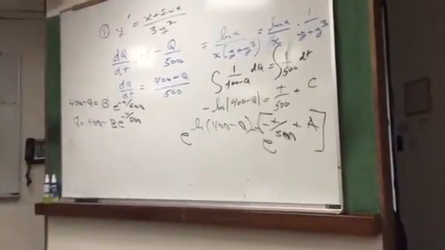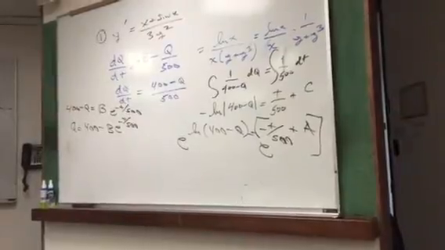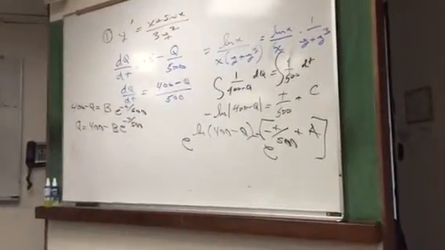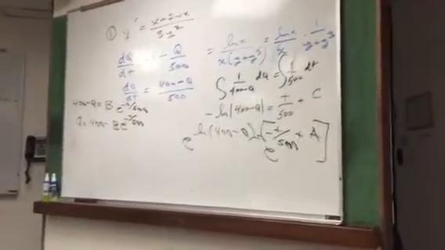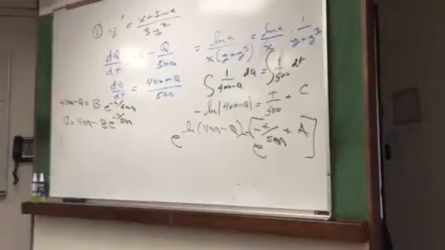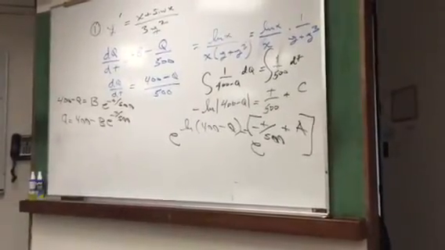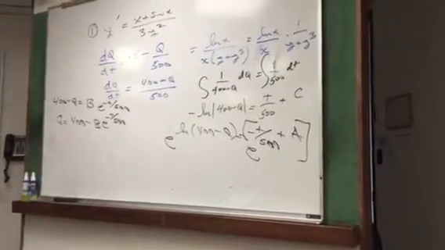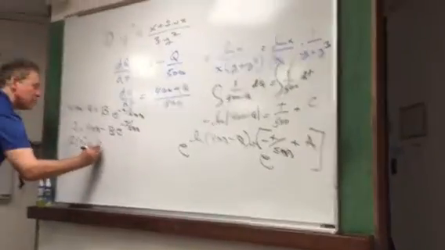Now, can we figure out what B is? Here's where the initial condition comes in. What do we know about the start of this thing? It's a constant, 20. So at what time is it 20? Time zero. So we know, in other words, that Q of 0 is 20.